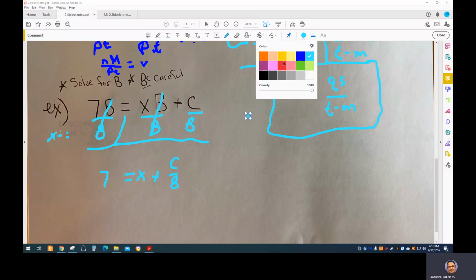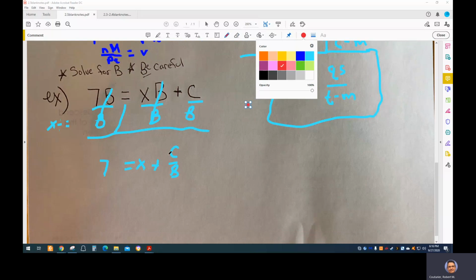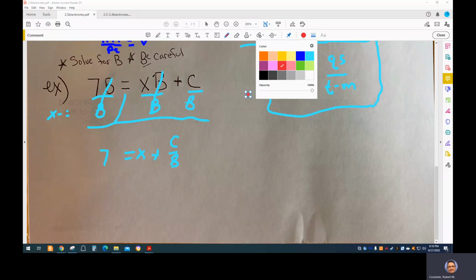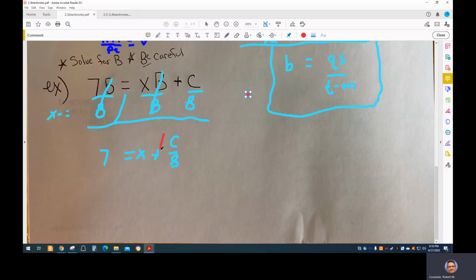Trying to change colors. This doesn't want to cooperate. All right, it's all right. We got this color now. So we did all this work with this, right? We used the division multiplication property of equality. We divided B's, but it still left us with a B. So we have to circle this, right? Because our B is trapped over here. We can't move this B until we get rid of this piece.